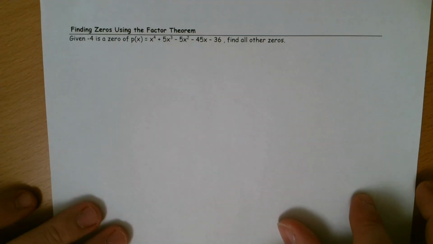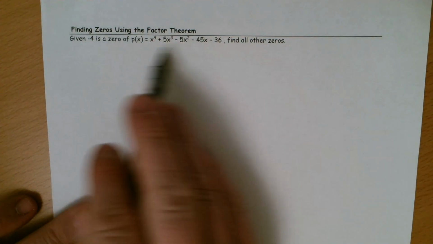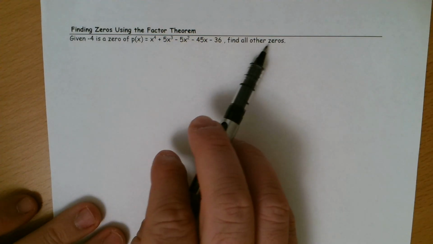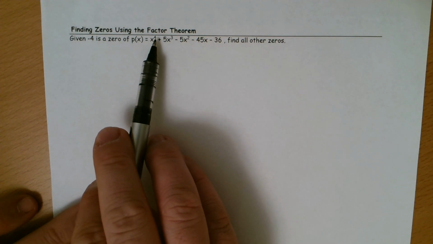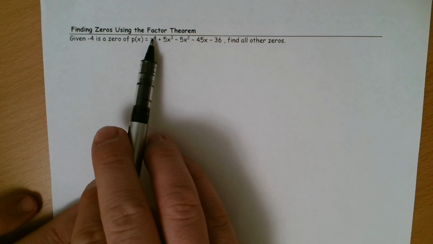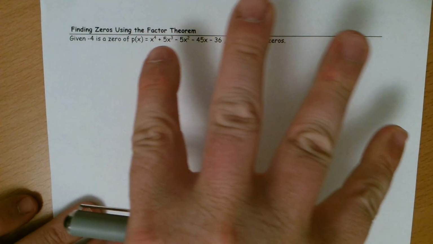Okay, last example of the day. Last example of the day, we're dealing with a 4th degree polynomial. We're being asked to find all the other zeros given that negative 4 is 0. Now, if we recall, the fundamental theorem of algebra says 4th degree polynomial, we should be getting 4 zeros.